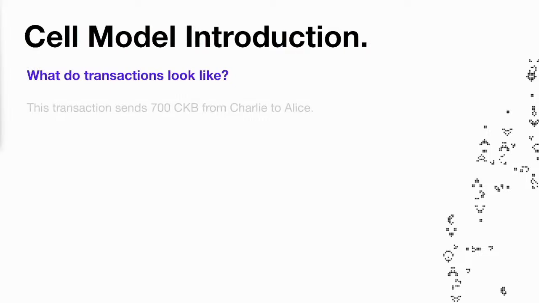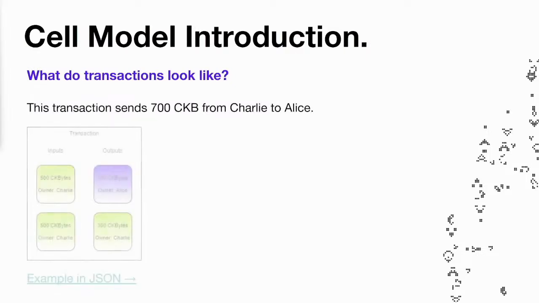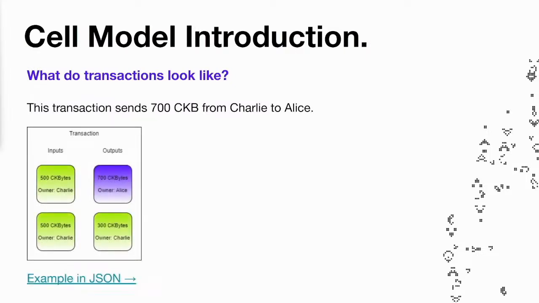What do transactions look like? So this transaction sends 700 CKB from Charlie to Alice. Let's look at just the inputs for now. Charlie has two cells. Each one has 500 CKBytes. So Charlie has 1,000 CKBytes in total. This is the current state. So before this transaction executes, the inputs are what the current state represents, and the outputs don't exist yet.